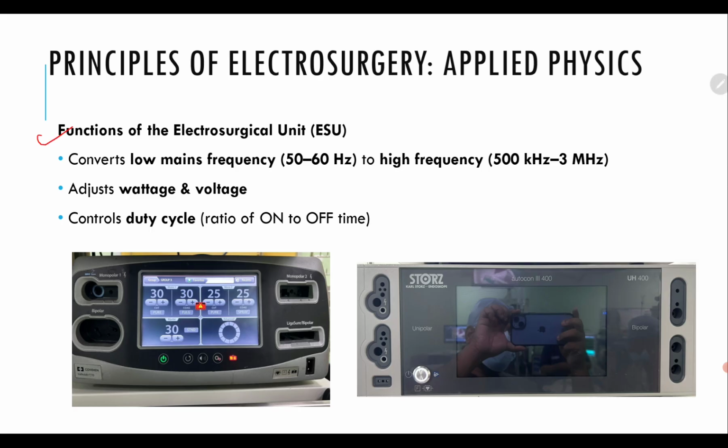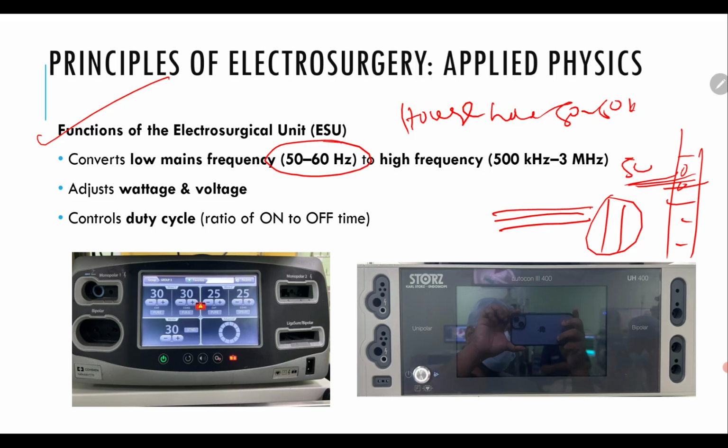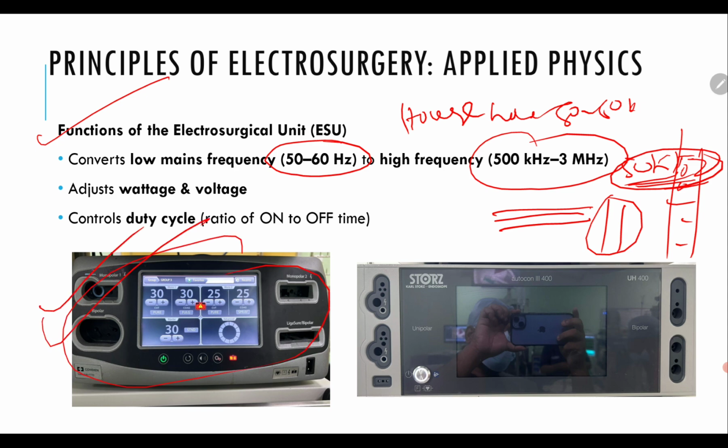Then what is the function of the electrosurgical unit? Our household current is low frequency, 50 to 60 hertz. In our OT there will be a current supply, and the current from it is low frequency. But how is it converted to high frequency, 500 kilohertz to 3 megahertz? By this electrosurgical unit.